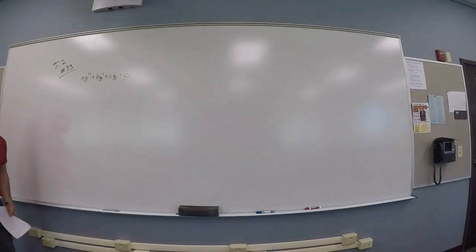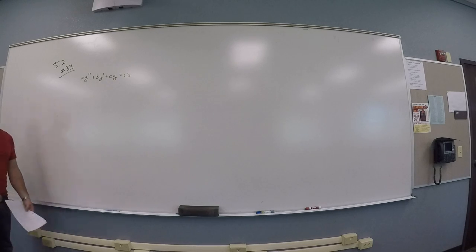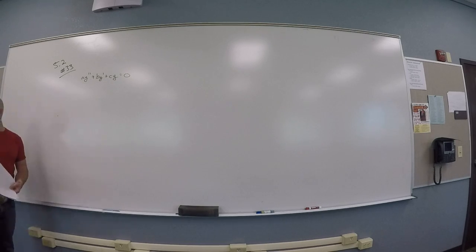So what is this thing? It's second order, linear, homogeneous. Constant coefficient: a, b, and c are constants here. And yes, the constants in this class are assumed to be real numbers.